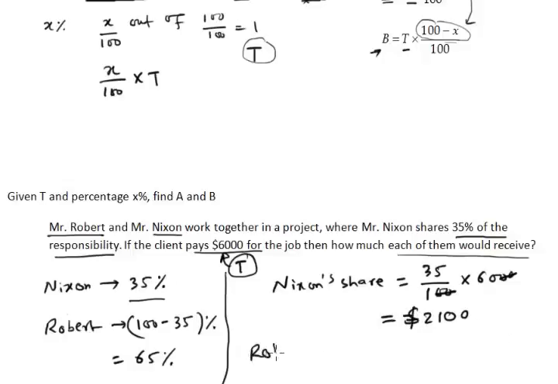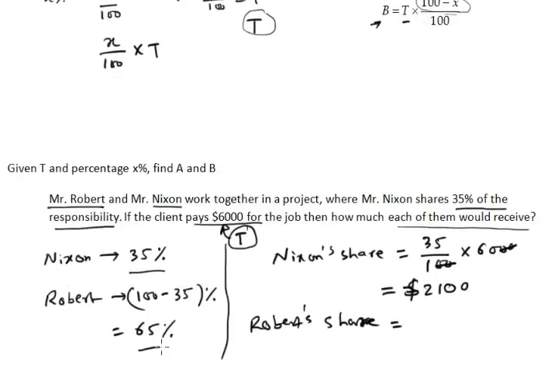So Mr. Robert's share will be simple. His percentage, that is 65, divided by 100 times the total quantity 6,000. If we cancel this 20, then 6 times 5 is 30, carry 3, 6 times 6 is 36 and 3 is 39, and this 10 there. So Mr. Robert's share will be 3,900.